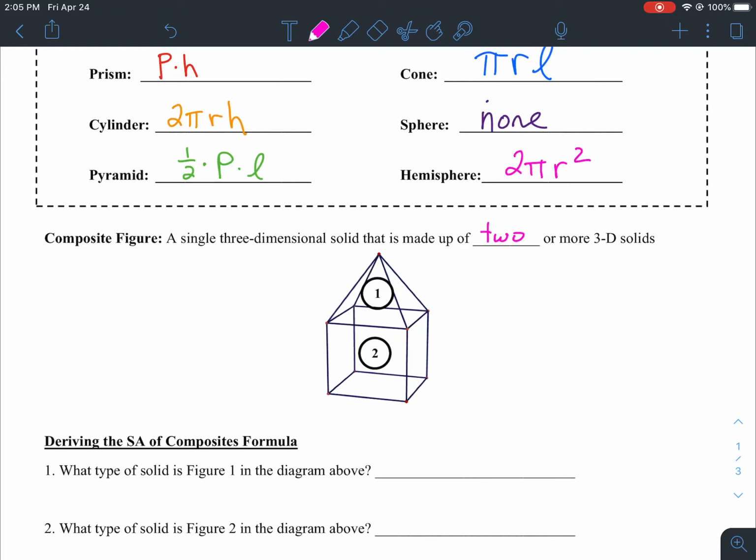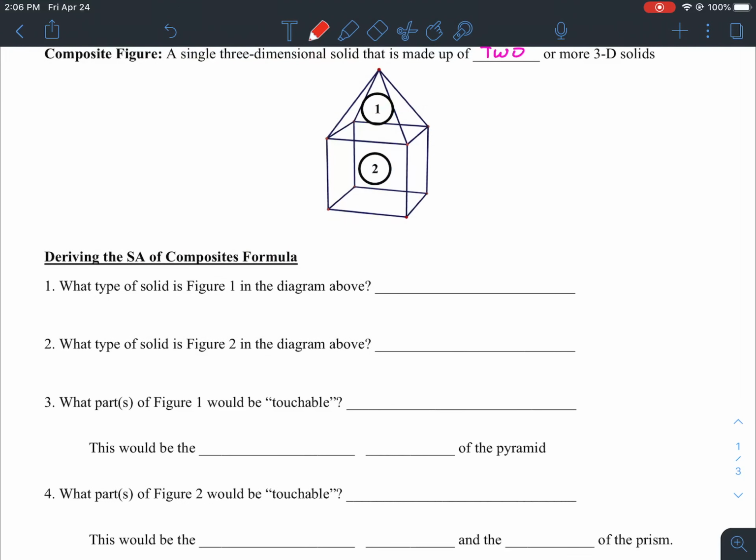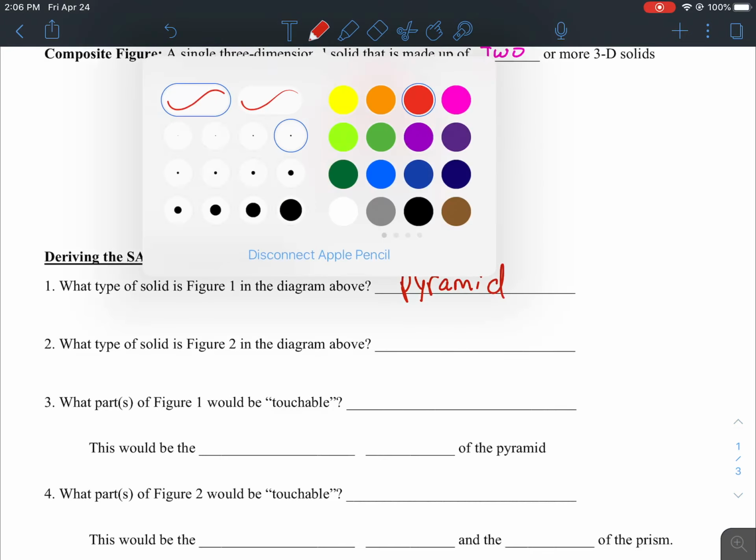Okay, we see another one below here. Figures 1 and 2, 2 separate figures, one stacked on top of the other to create one overall figure that kind of looks like a house. So we're going to start this process of deriving the formula. First question, what type of solid is figure 1 in the diagram? So we can see figure 1, I'll outline here in red, and we can clearly see that that is a pyramid.